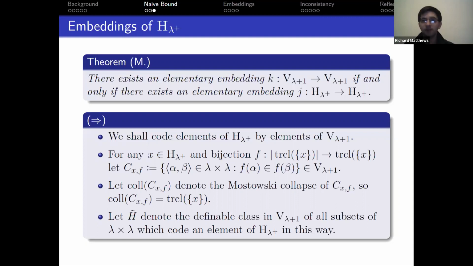The whole reason I've done all of this is that if you take the collapse of C_x^f, the subsequent collapse of this gets you to the transitive closure of the set containing x. So given a set x in H_λ⁺, I encode it as its transitive closure of the set containing x, and then I encode that as a subset of λ × λ. And I can let H̃ be the definable class in B_{λ+1} of all subsets of λ × λ which code an element of H_λ⁺ in this way. These are basically all of those subsets of λ × λ whose Mostowski collapse is the transitive closure of the set containing x, for some x in H_λ⁺.